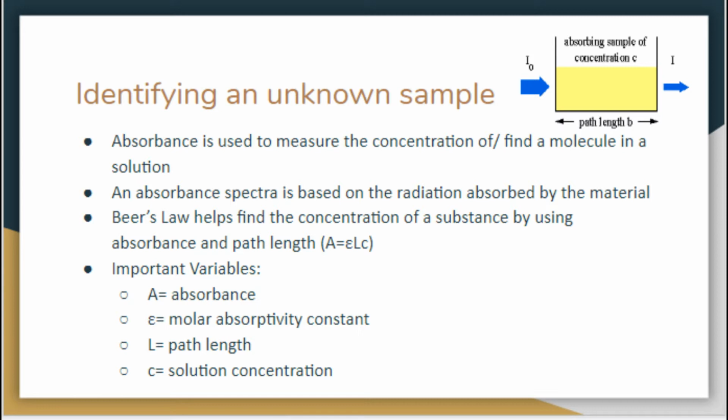Beer's law is also helpful with finding the concentration of a substance because the amount of light absorbed is proportional to the concentration of that solution. So using Beer's law equation, you can measure how much light is absorbed in a given path length because of the properties of the material through which the light is shining and traveling.